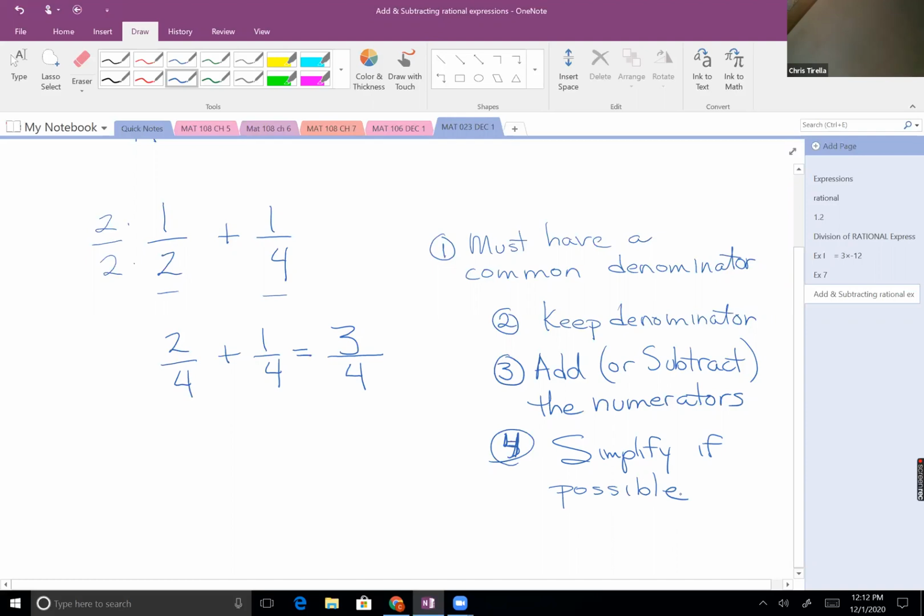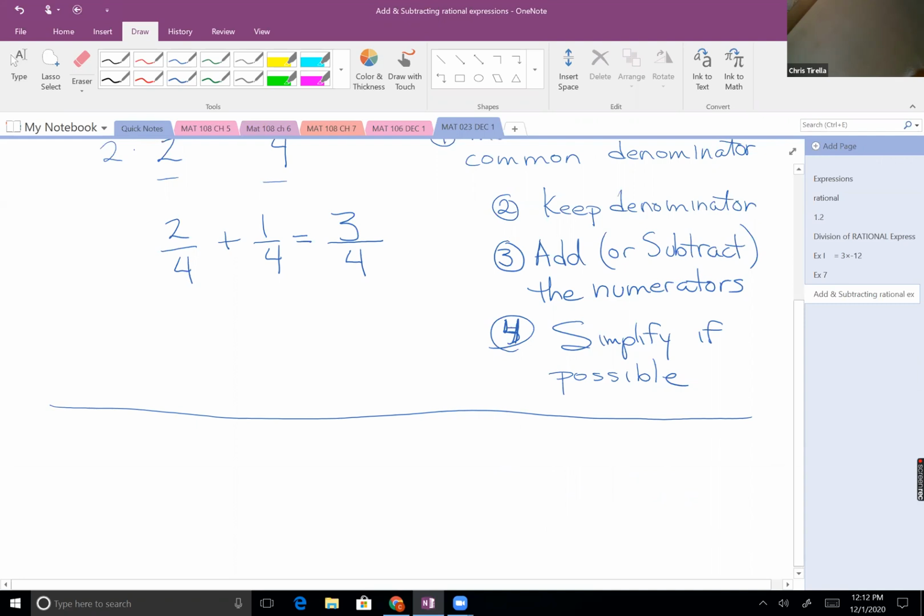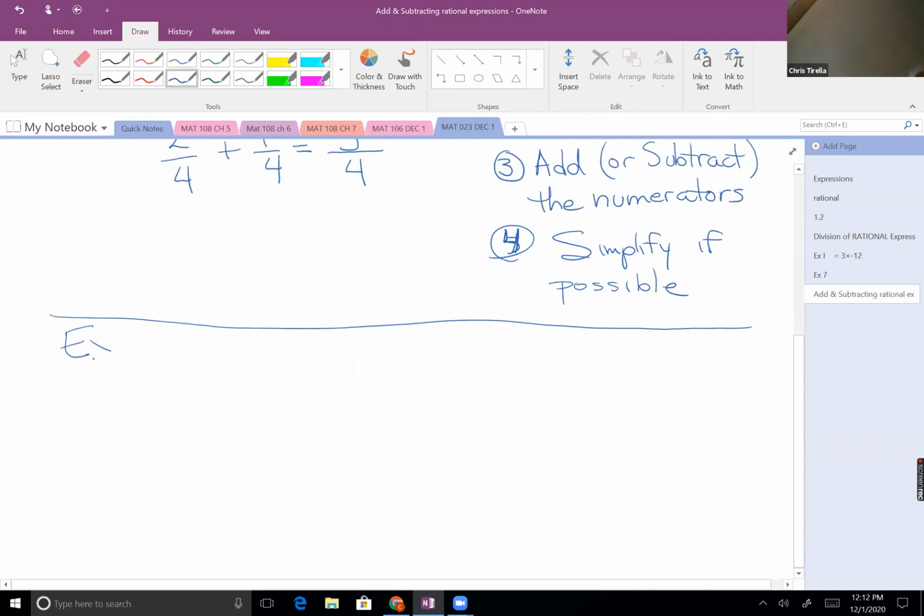And in this course, we will only be looking at fractions that already have that common denominator, because it's when they don't have that common denominator that we've got to do a lot more work. So this semester, we're only going to look at those fractions that do have a common denominator. So let's look at some examples.